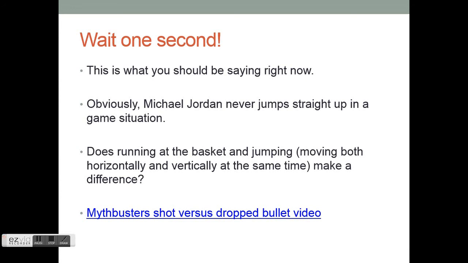Now, one of the things I'm going to show you, and I'll put a link on the Moodle for, is this Mythbusters video where they do a shot bullet versus a dropped bullet. And so they're basically testing this same idea. Does horizontal motion impact vertical motion? If this is true, having horizontal motion should allow you to stay in the air longer. What they did was they took a bullet and shot it horizontally, and they shot it at the same time that they dropped a bullet vertically, and they wanted to check how long it takes for each of those bullets to hit the ground.